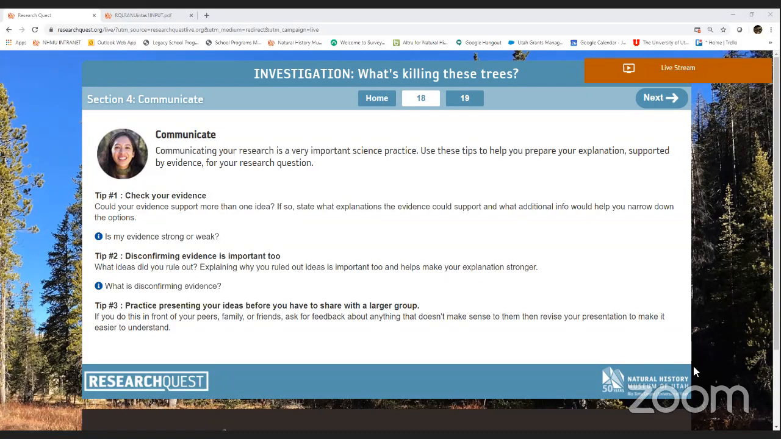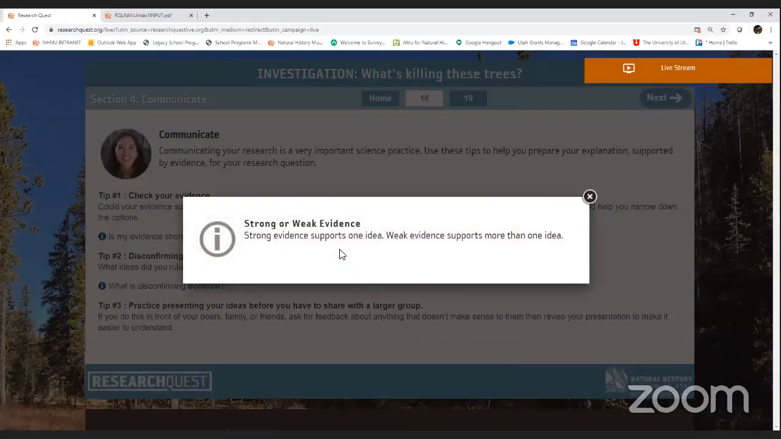So I should go back and look at, I had 3 pieces of evidence. Could that evidence support any other explanations? If so, state what explanations the evidence could support and what additional information would help you narrow down your options. Okay, is my evidence strong or weak? Remember, strong evidence supports one idea. Weak evidence supports more than one idea.